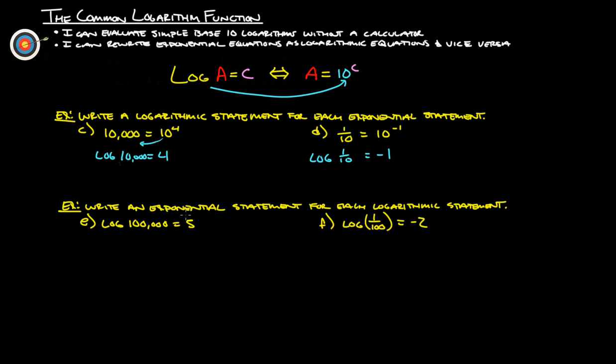Anyway, sorry. Write an exponential statement for each logarithmic statement. Log 100,000 equals 5. So I'm going to put my base number in here, and so I simply know that this means 10 to the 5th power has to equal 100,000. All right. Same thing here. Log base 10. 10 to the -2nd power equals 1 over 100. Okay, and that's all you do to switch from logarithmic into exponential and vice versa.